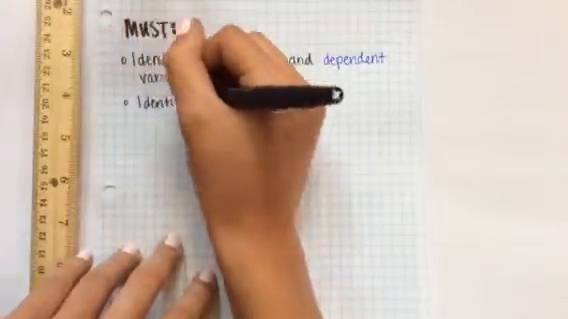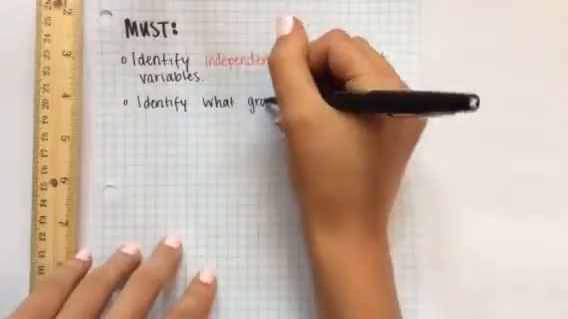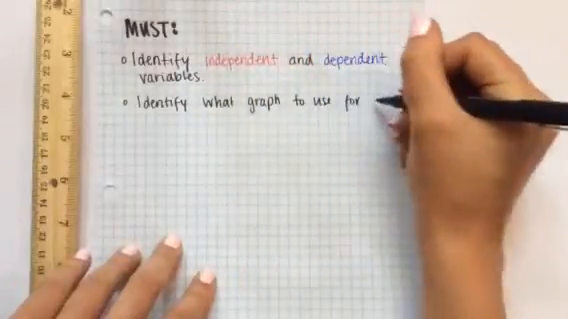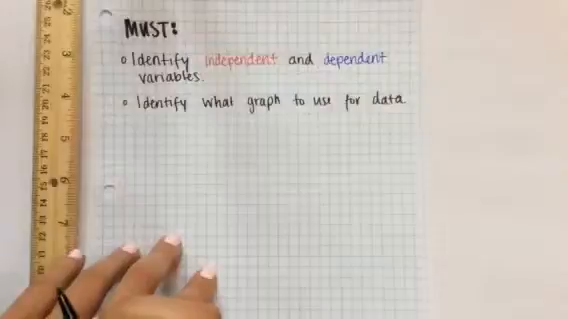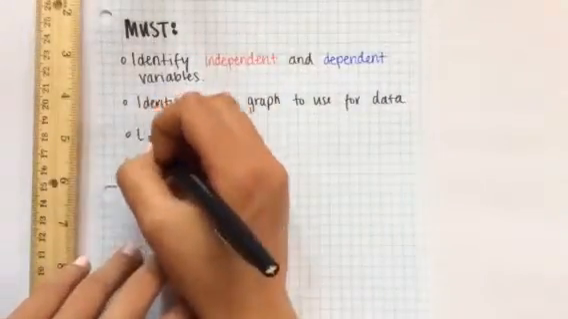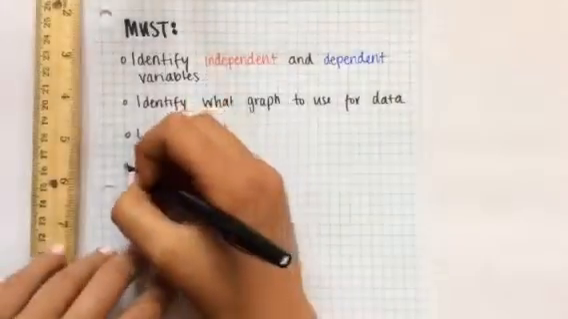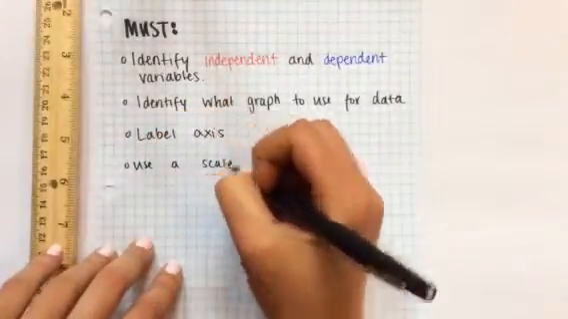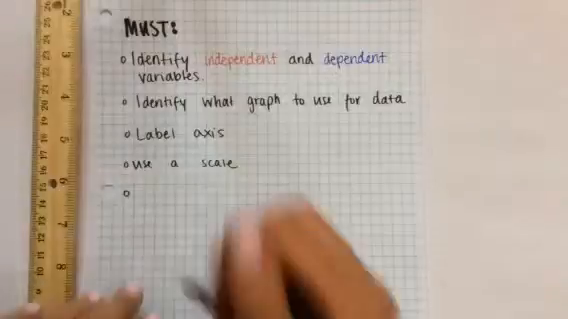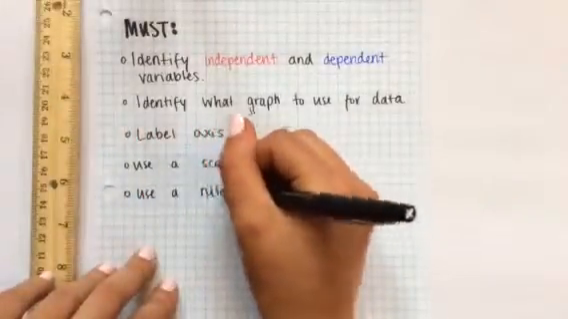Next, identify what graph is most appropriate for the data you have. Next, label your axes. Be sure to include units, it's very important. Make sure you have a consistent scale on your graph. Use a ruler to keep your graph neat.